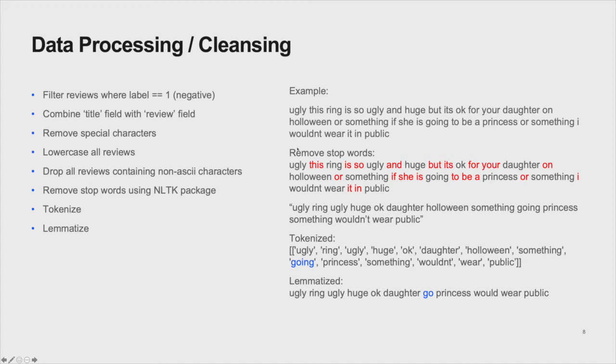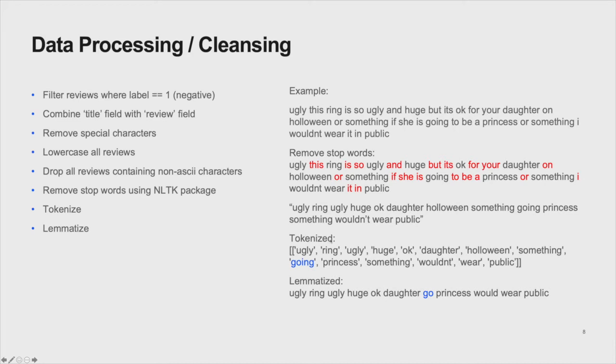And then I applied the step of removing all the stopwords. Now in the Natural Language Toolkit, stopwords include words like this, is, and, if, in, and so on. These are really common terms that don't necessarily give much meaning to the sentence. And so after removing the stopwords, you would get the sentence right here: ugly ring, ugly huge, okay daughter, Halloween something, going princess, something wouldn't wear public.